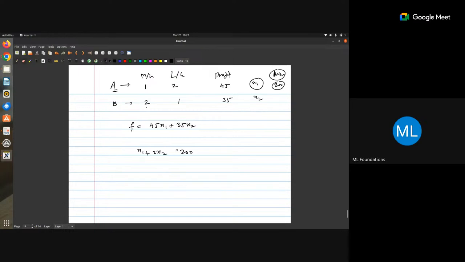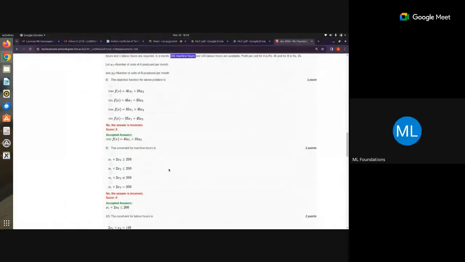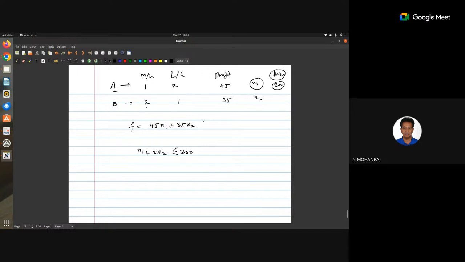Equal to 200 is okay for you? Correct. We cannot go more than that, so we should keep either equal to 200 or less than 200. Equal to is also an option given, but that becomes wrong, because that is not an equality constraint. I thought we should utilize the maximum hours and get into profit. What you are saying is correct only.